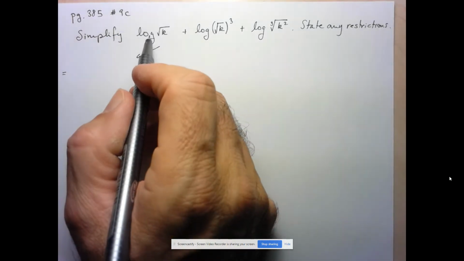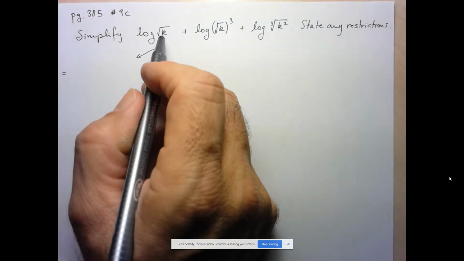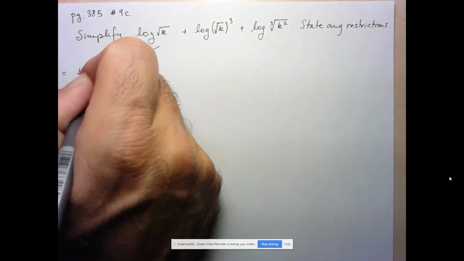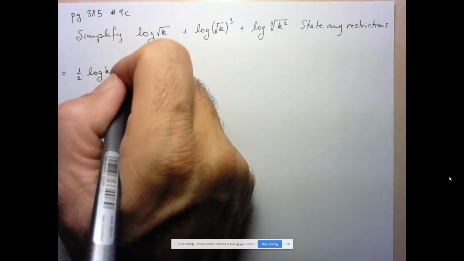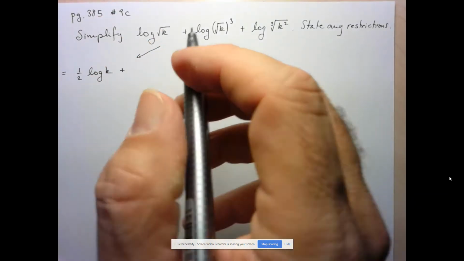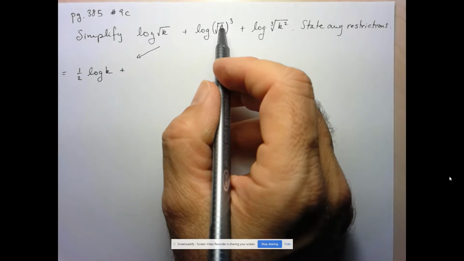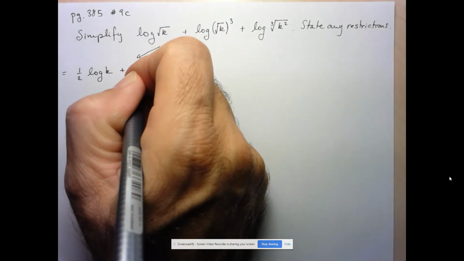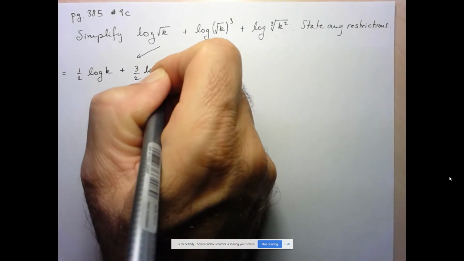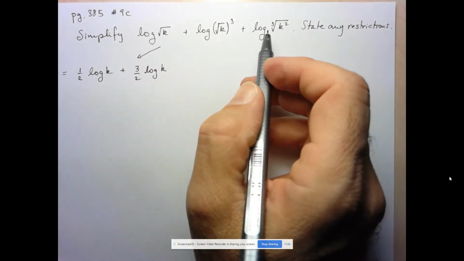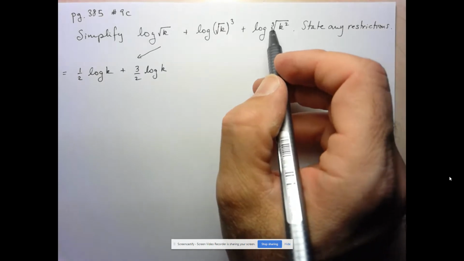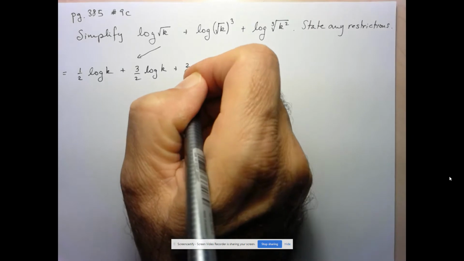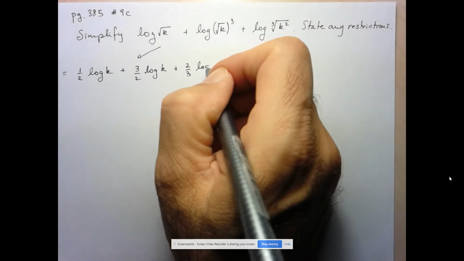So this is log of k to the 1/2. So this can be written as 1/2 log of k. This here is, well, let's see, it's square root, so 1/2 times 3, so that's 3/2. So that's going to be plus 3/2 log k. And then this last one here, well, it's k squared and cube root is 1/3, so this is going to be 2/3, so plus 2/3 log k.